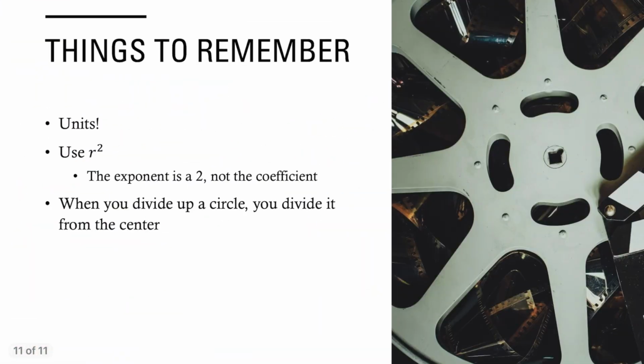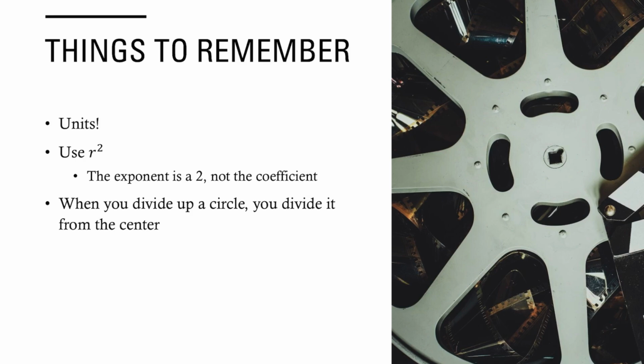So really that's it. Things to remember. Remember the units. Since this is area, it's going to be units squared. And just remember that it is r squared. The exponent is not the coefficient. I've seen this, and I've done this personally, where I get mixed up between circumference and area. The way I remember is that area is always units squared, so that is where the exponent is going to be, whereas in circumference, the 2 goes at the front if you're using r.